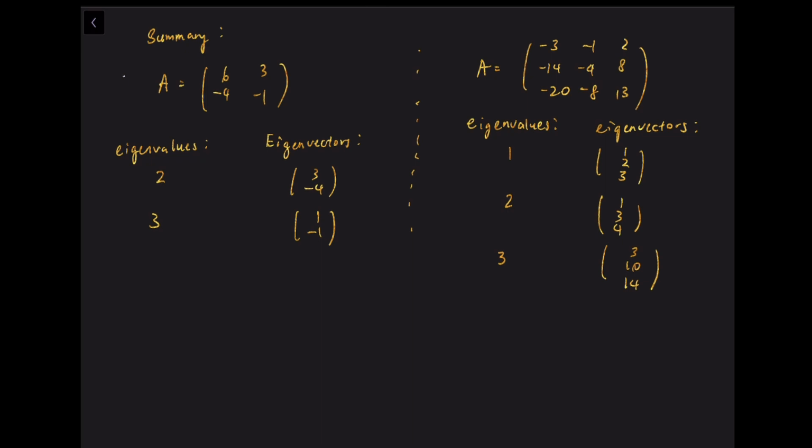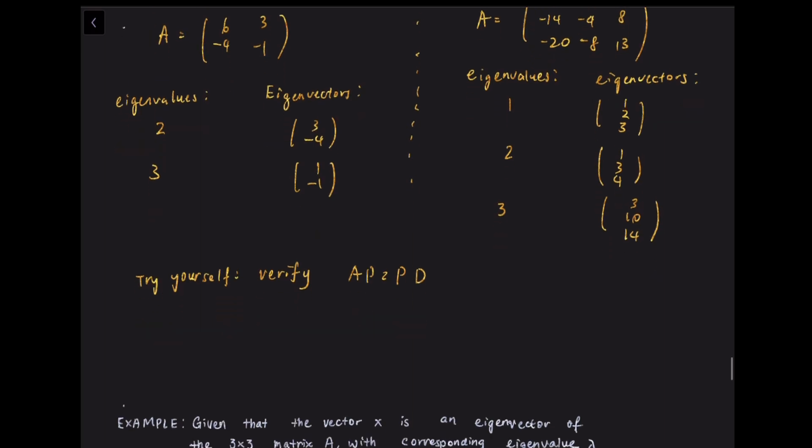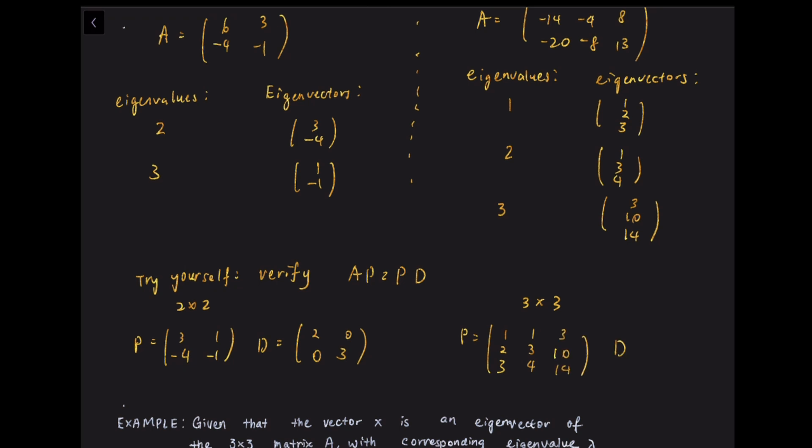You should now verify by matrix multiplication that in each case, AP equals PD, where in the 2 by 2 case, P equals 3, negative 4, 1, negative 1, D equals 2, 0, 0, 3. And in the 3 by 3 case, P equals 1, 2, 3, 1, 3, 4, 3, 10, 14, and D equals 1, 0, 0, 0, 2, 0, and 0, 0, 3. Note that the columns of P are the eigenvectors of A in the order shown.